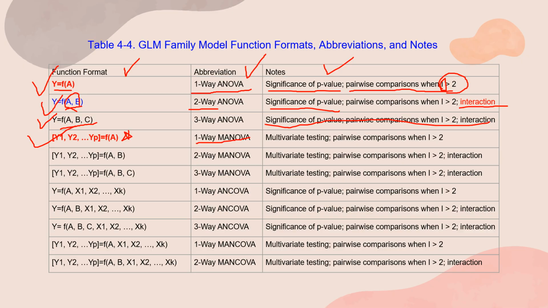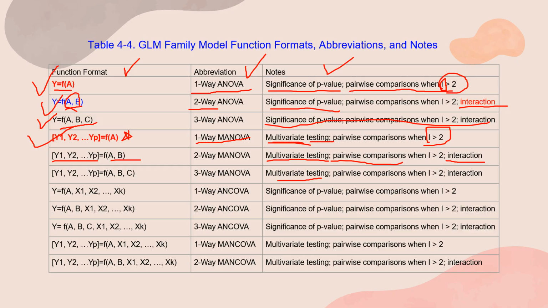ANOVA means multivariate testing. When you have to do the multivariate testing and pairwise comparison when the level is greater than 2, on the left hand side you have multiple Y's, so you need to deal with multivariate testing. And remember, if they have two factors, they have an interaction. For everything where the level is greater than 2 for the factor, you have to do a pairwise comparison.